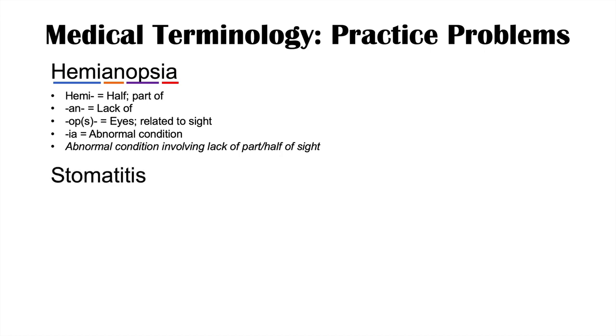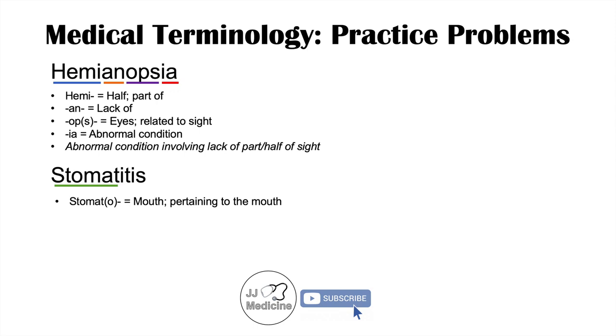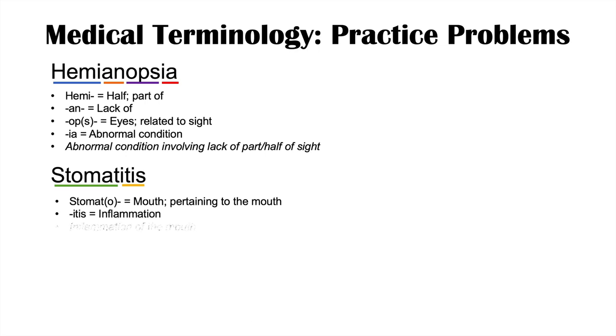The next medical terminology problem is stomatitis. So what does this word mean? If we break it down again into its component parts, the prefix stomat or stomato means mouth or pertaining to the mouth. And the suffix itis means inflammation. So when we put this together, it's simply inflammation of the mouth. So stomatitis means inflammation of the mouth.